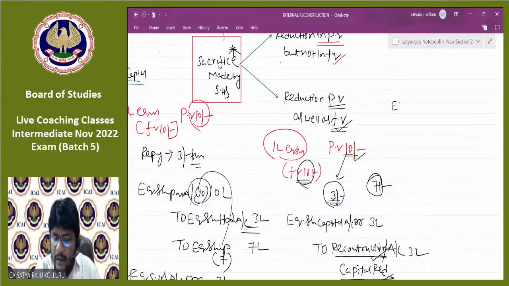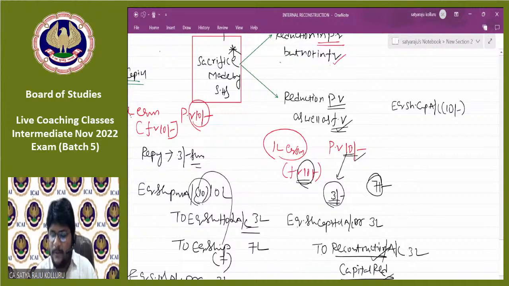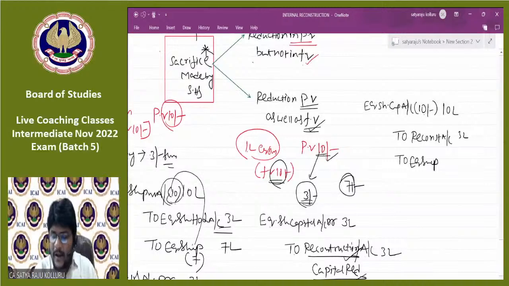Consider all of you. Equity share capital account debit. First, you need to cancel the 10 rupees face value share. That's why you need to debit 10 rupees. So the amount was 1 lakh into 10, which was 10 lakhs. To profit how much? 3 lakhs. Now the shareholders are ready to sacrifice 3 rupees. That's why you can transfer 3 lakhs to reconstruction account or capital reduction account. Now, earlier the face value was 10 rupees, but now the face value is converted into 7 rupees, which was 7 lakhs.